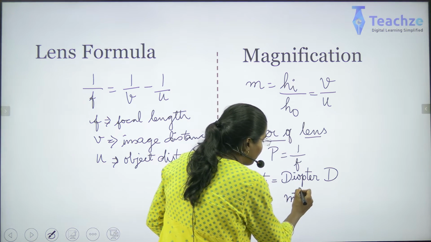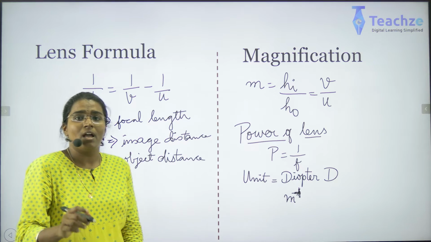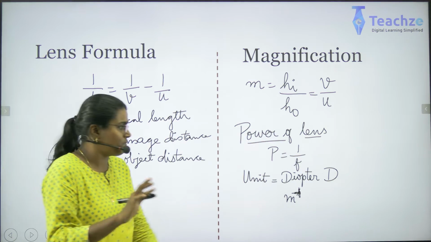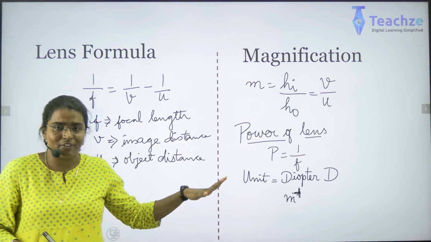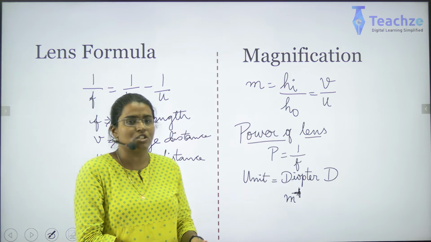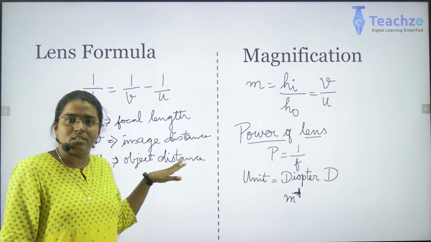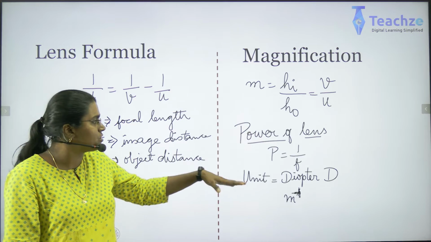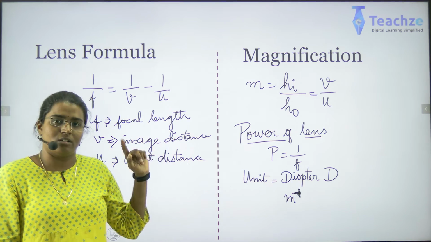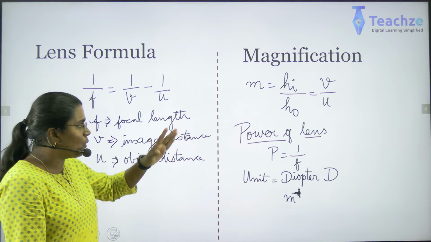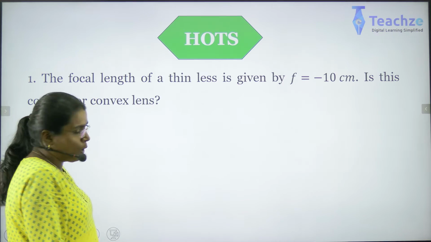Your focal length should always be in meters when you are working with the power of a lens, not in centimeters. I hope you're clear with the lens formula, magnification, power of lens, and image formation. So we'll now move on to the problems.